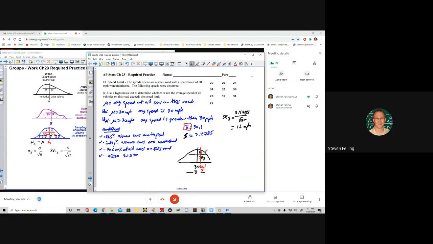And so then we could shade to the right, and then use a normal CDF function to compute the p-value here. So the p-value would be normal CDF from 30.1 to infinity if the mean was 30 and the standard deviation was 1.1, labeled lower, upper, mean, standard deviation. So we do that in a calculator and we end up getting 0.4638.